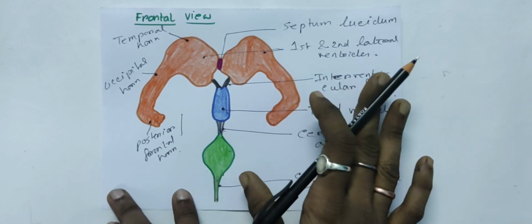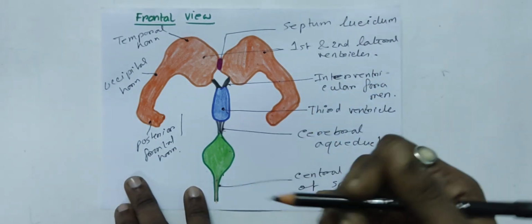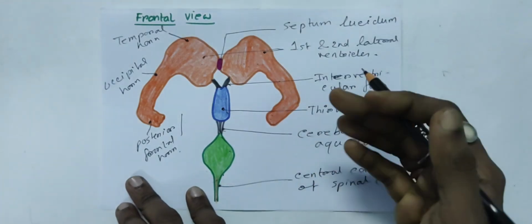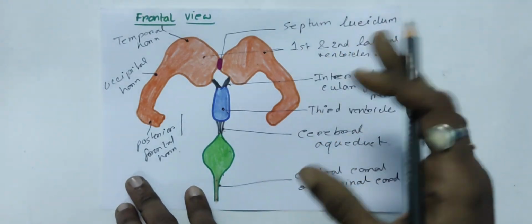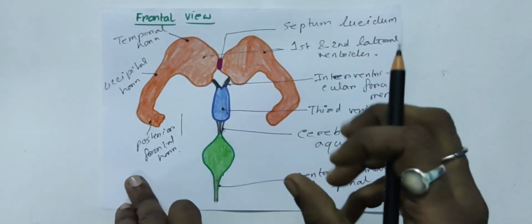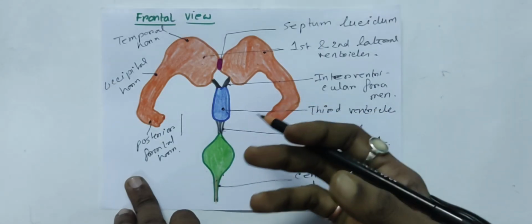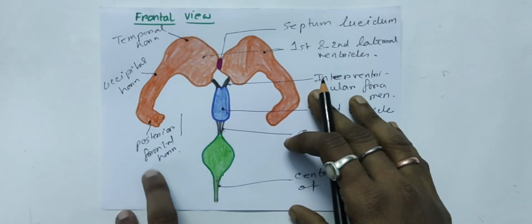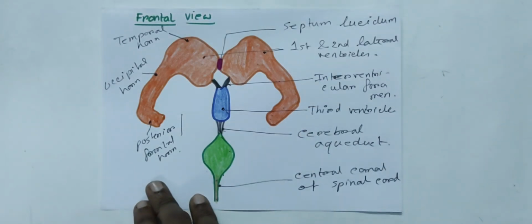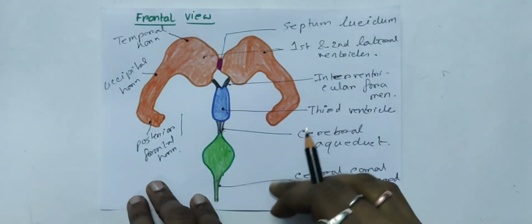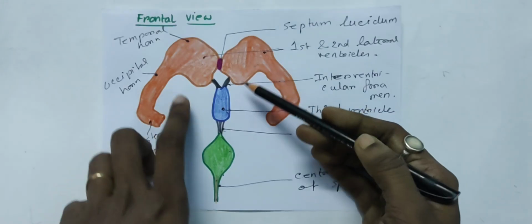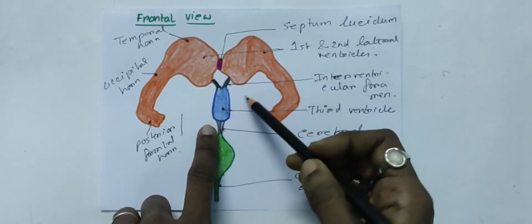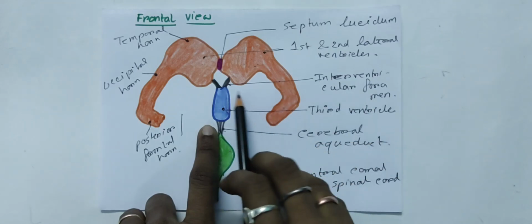And the volume of the ventricle is increased by age. Whenever a person gets older, the space, the volume of the ventricle also increases. Okay, now come to the third ventricle. The third ventricle is located below the lateral ventricle, with the connection I have already told you, the interventricular foramen.